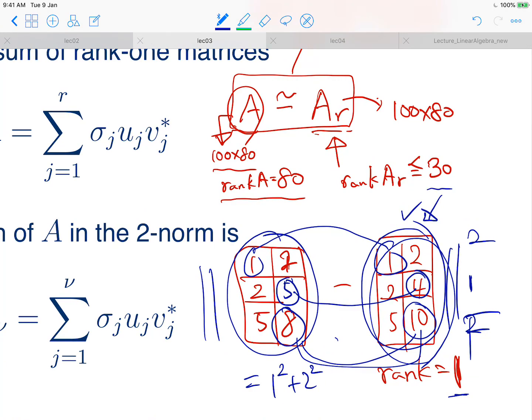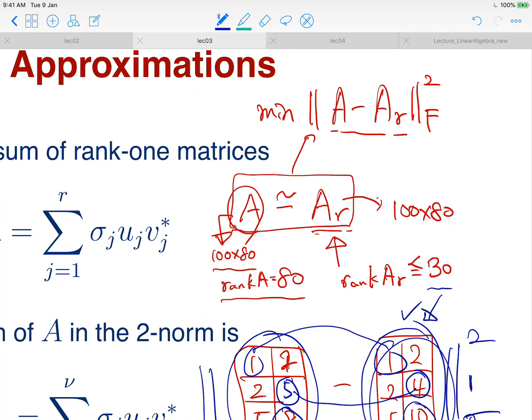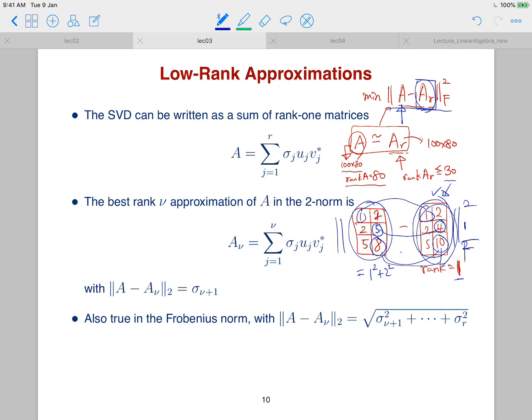Okay, so given this problem setting, the optimal solution for this A_R is naturally obtained from the singular value decomposition. So in other words, once we obtain the singular value decomposition of this A, the optimal solution that minimizes this problem, the optimal solution of A_R, is just a truncated version of our SVD.